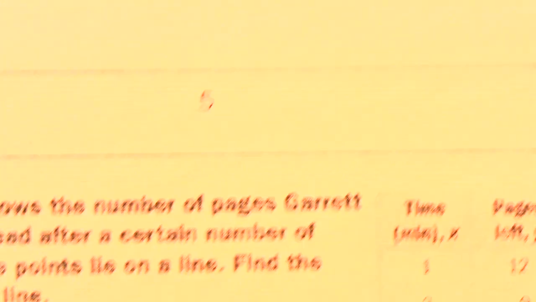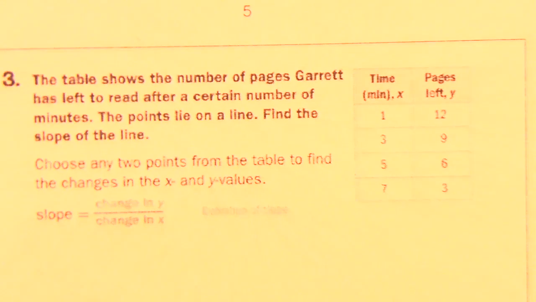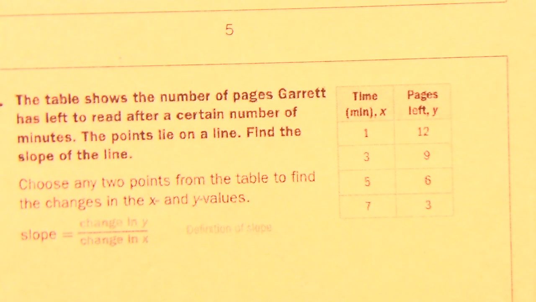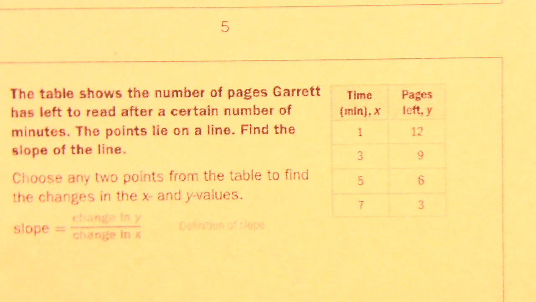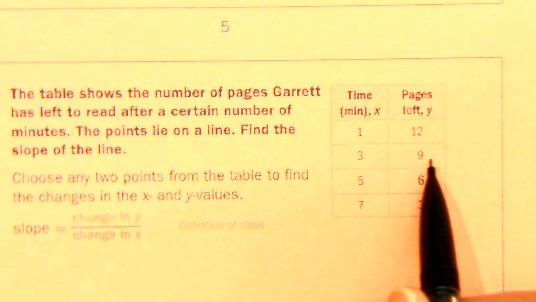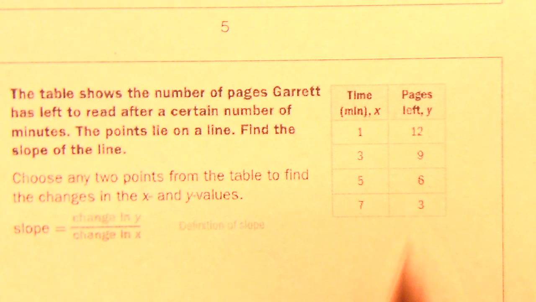So change in y over change in x. Take a look at slide number 7. We've got a table. It's not a graph, it's a table. It shows how many pages Garrett has left to read in a certain number of minutes. Okay, so at 1 minute he had 12 pages left to read. At 3 minutes he was down to 9 pages. At 5 minutes he's got 6 pages. At 7 minutes he's got 3 pages.